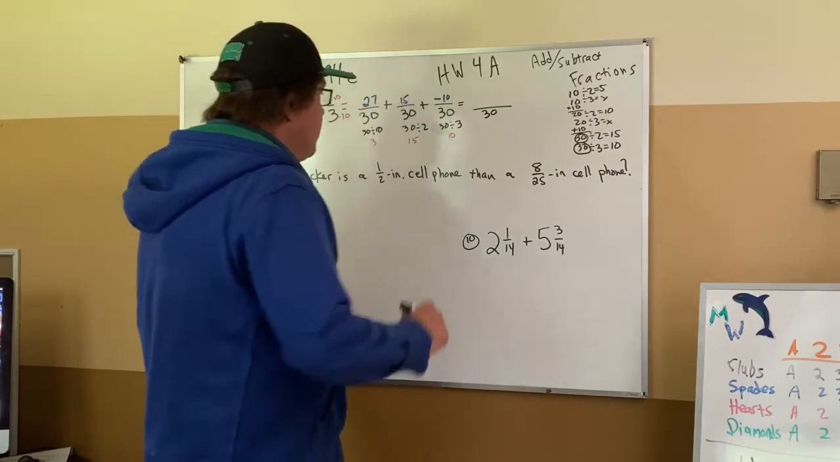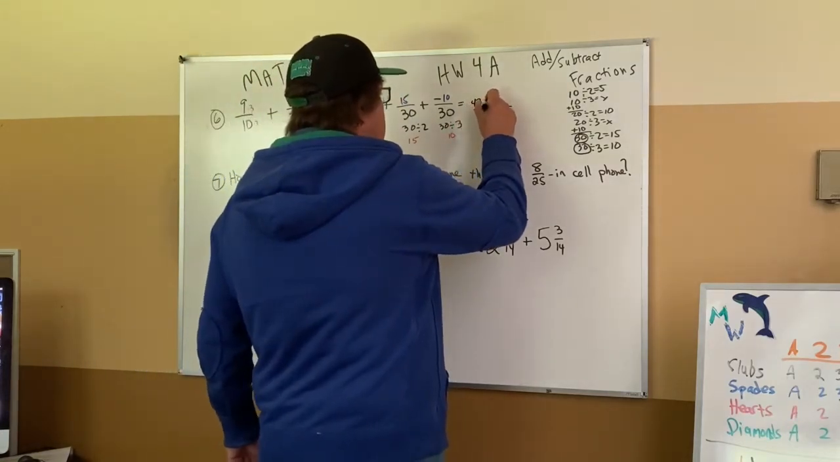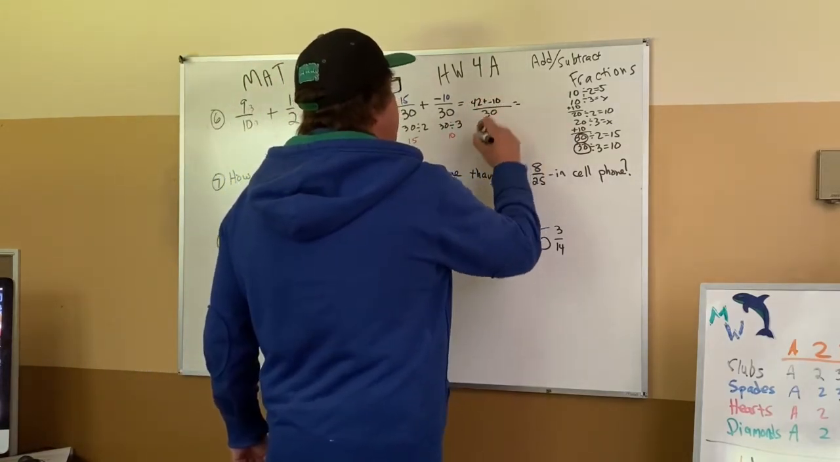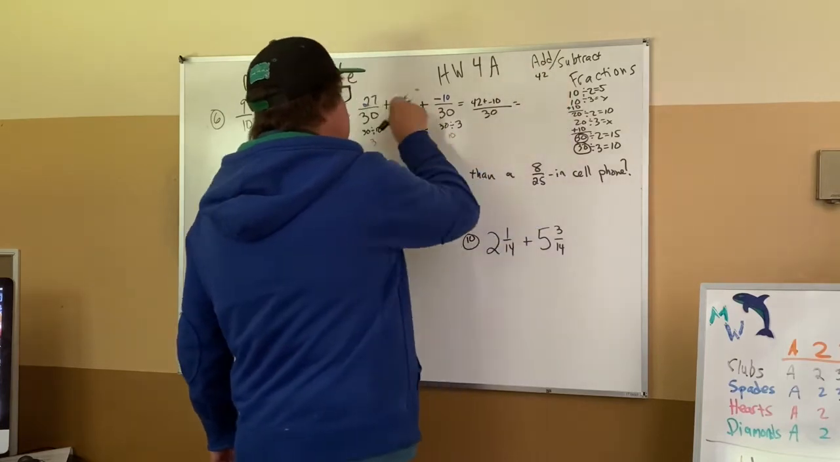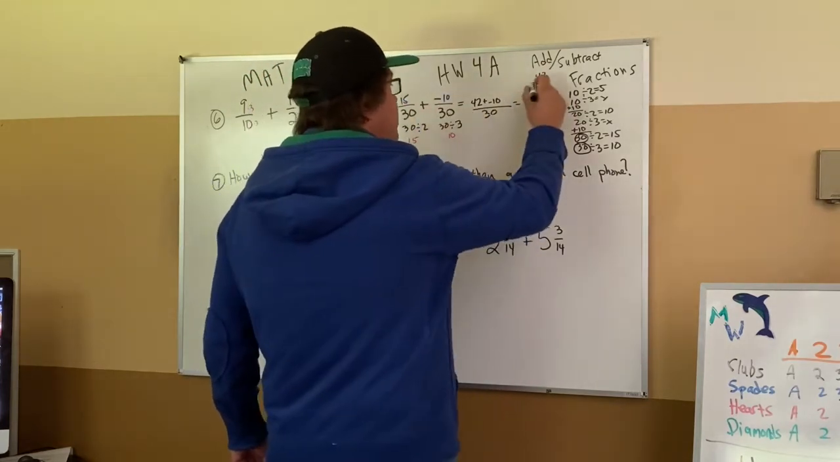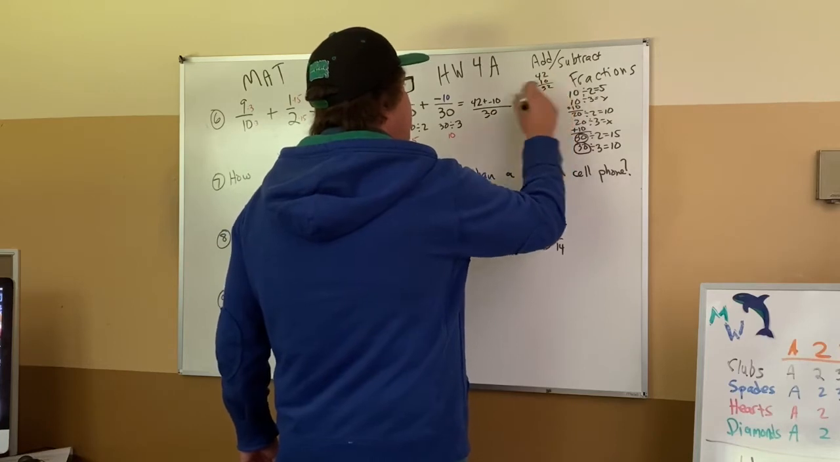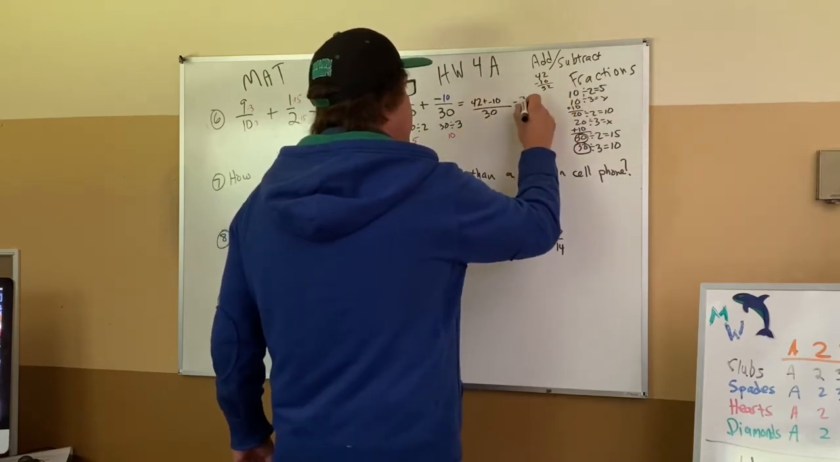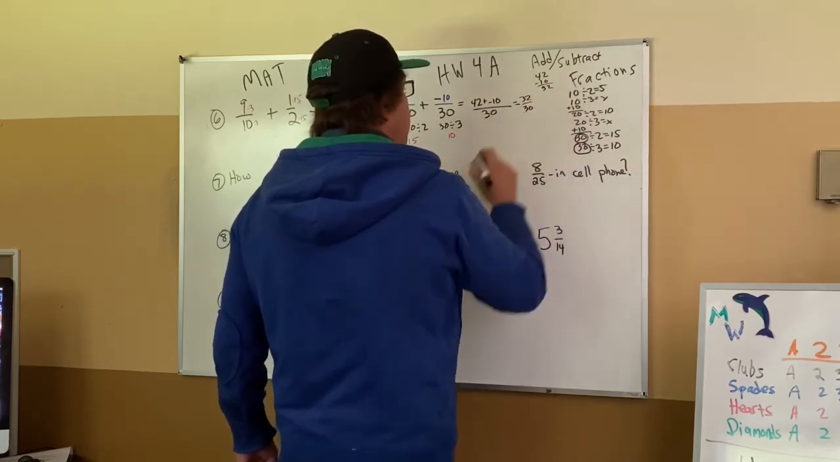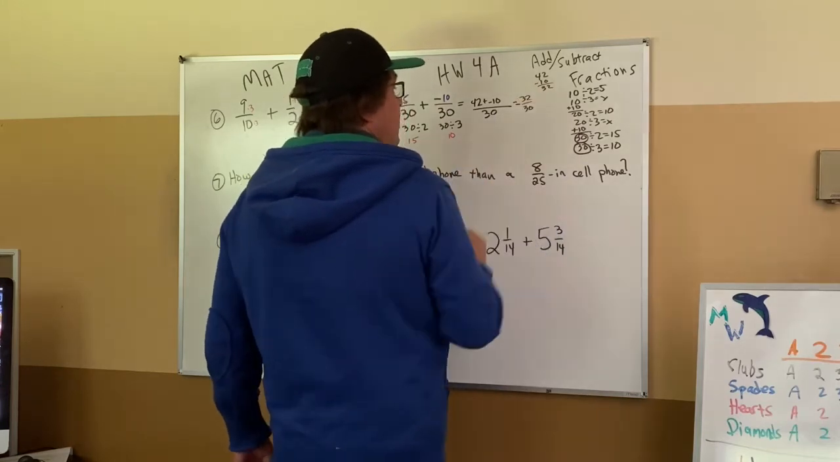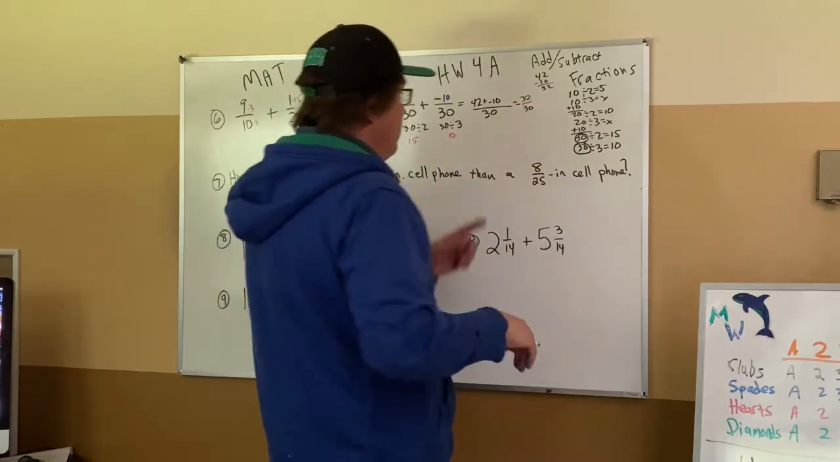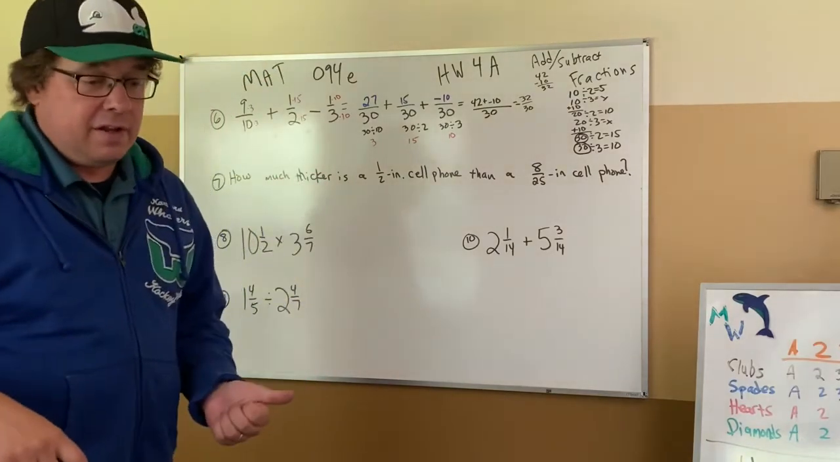27 plus 15 gets me 42, plus negative 10. Subtracting now: 42, I added these 2 positives together. 42 minus 10, still strong on the positive because 42 is stronger. I get 32 over 30. Each divides by 2. 30 is smaller, but 32 doesn't divide by 30.